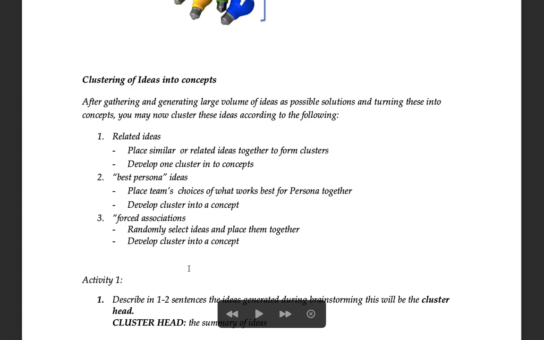And number 3, force associations. Randomly select ideas and then place them together and then again develop the cluster into a concept. There are some ideas that do not have a cluster. You form them together. That is what we call force association. Then perhaps you can develop a cluster based on those randomly selected ideas. So that is how to cluster ideas into concepts.